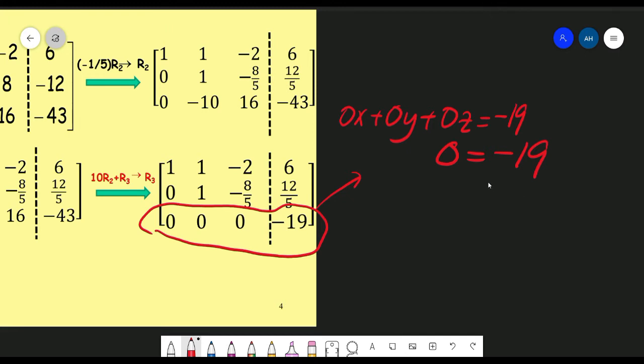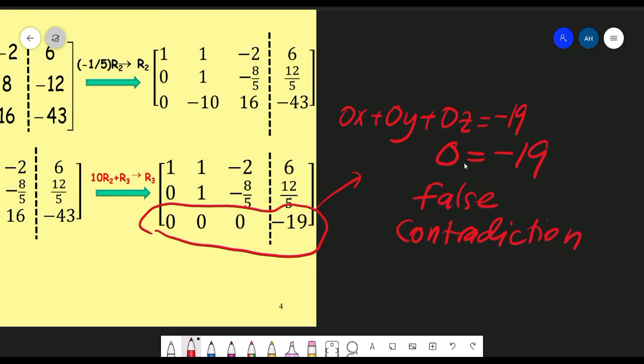This equation is telling us that 0 is equal to negative 19. We cannot accept that. So this is not true. This is false. So this is a contradiction. So we say this statement is false. This is a contradiction. This is not true.